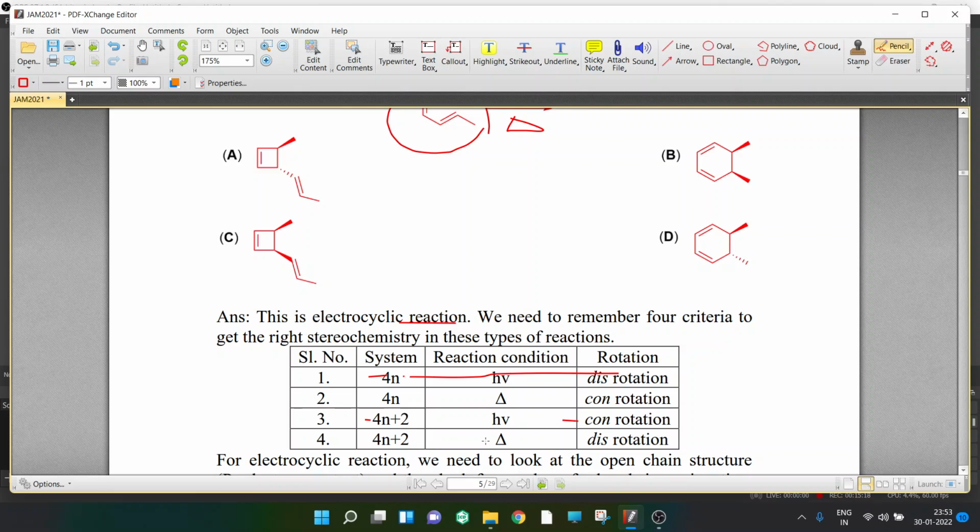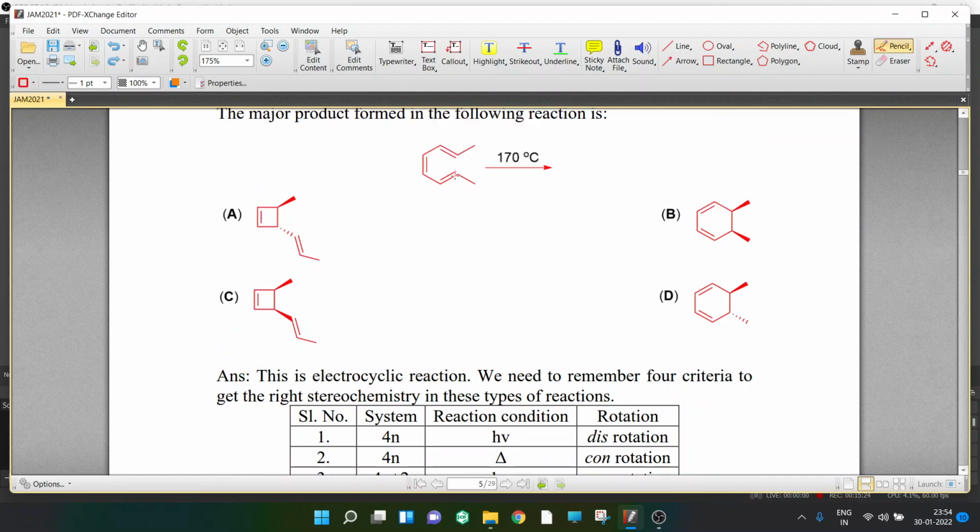That means 4n plus 2 thermal is dis. Okay, so you look at this system. You can look at it as this can go here and this can come here, and this part is left out, is what A and C are suggesting. But this looks tough, but we have to look at dis and con to get it.